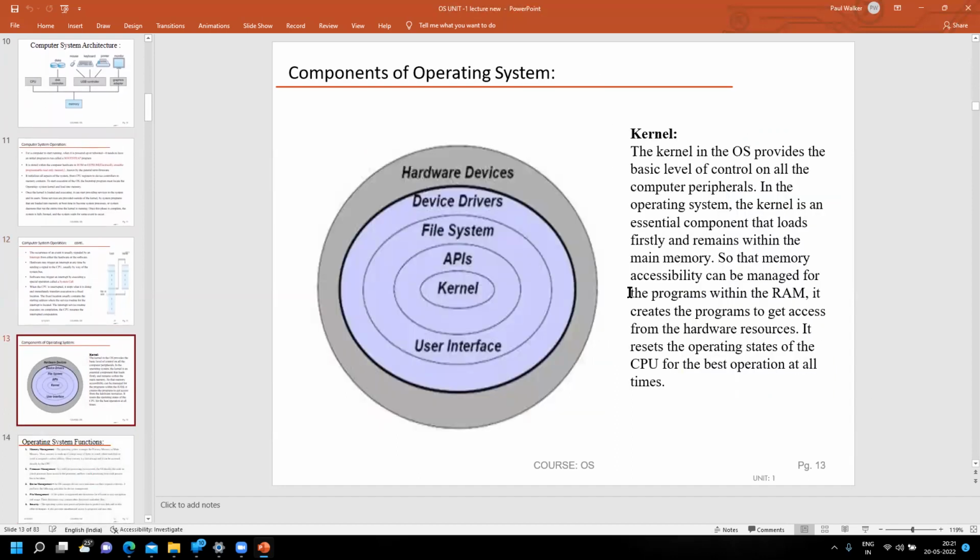The next topic is components of the operating system. The central part of the operating system is the kernel. The kernel is the important part of the OS, which is capable of controlling all the computer peripheral activities. The kernel remains in the main memory. It is capable of accessing the RAM, that is, random access memory. It creates its own programs and gets access to the hardware resources. The rest of the operations are taken care of by the CPU and performed in a timely manner.